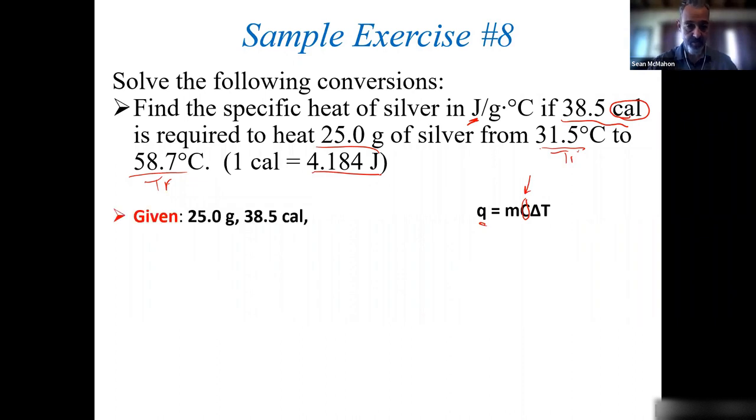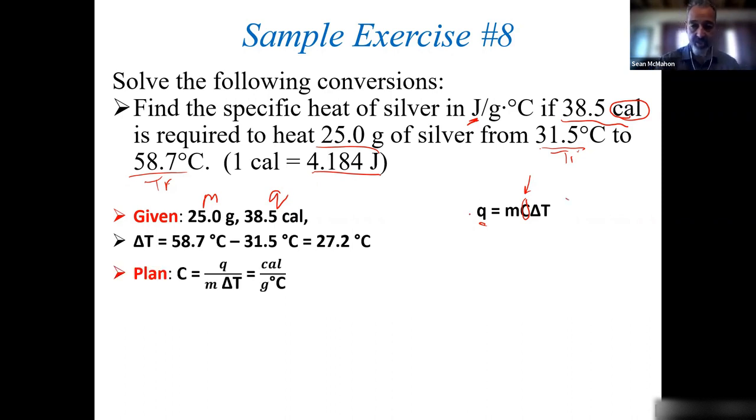So 25 grams, 38.5 calories, just like before. So I have my mass and I have my Q. I solve my delta T, the final temperature minus initial, so 27.2 degrees Celsius. I rearrange Q equals mCΔT to solve for C. For right now, I'm going to leave it in terms of calories. That's okay. And then I solve.